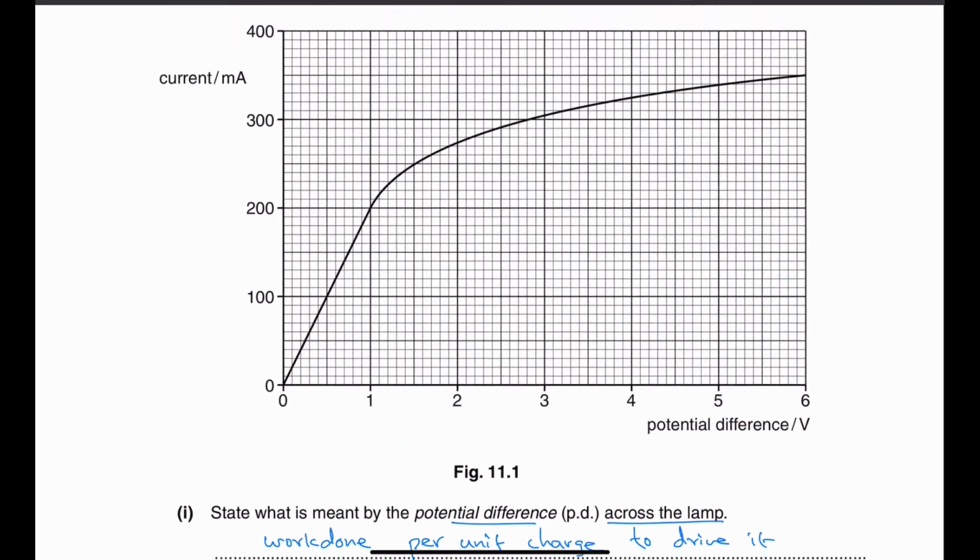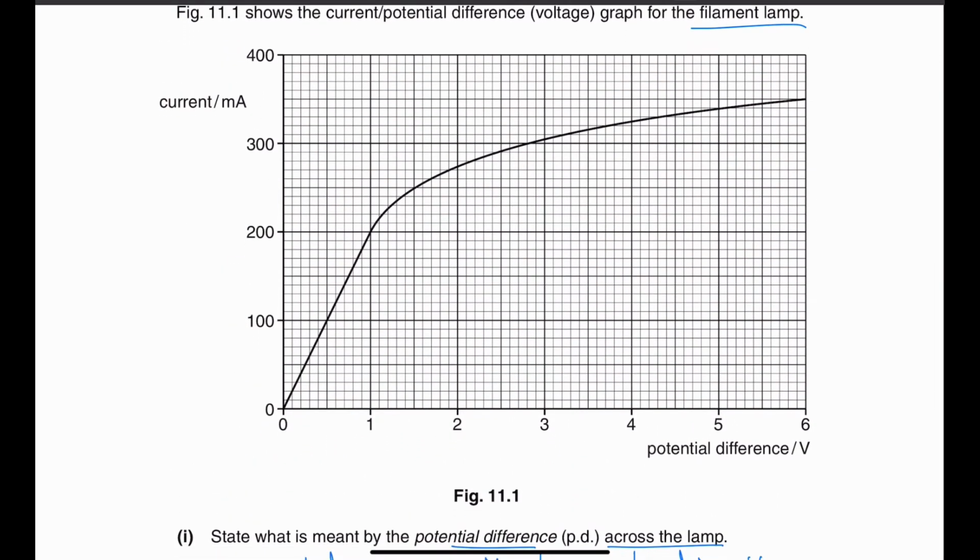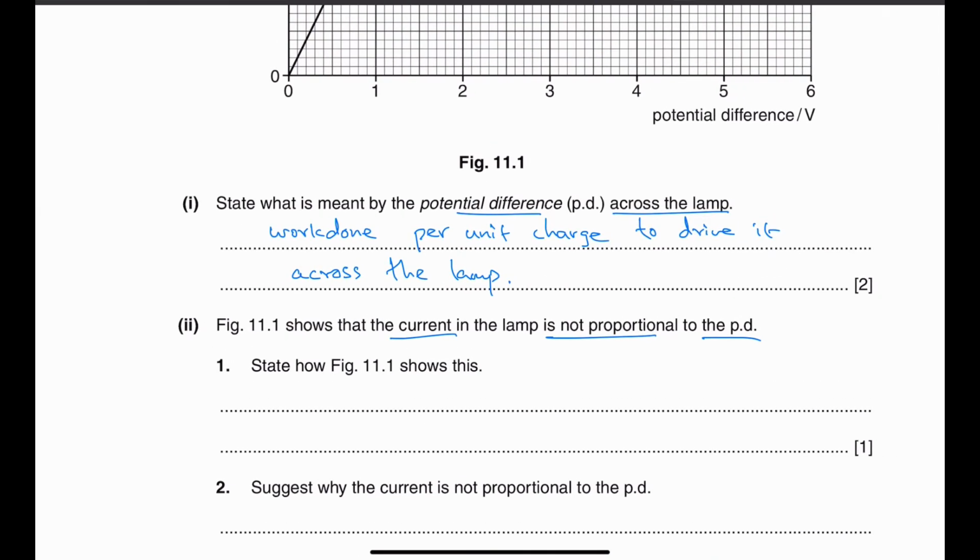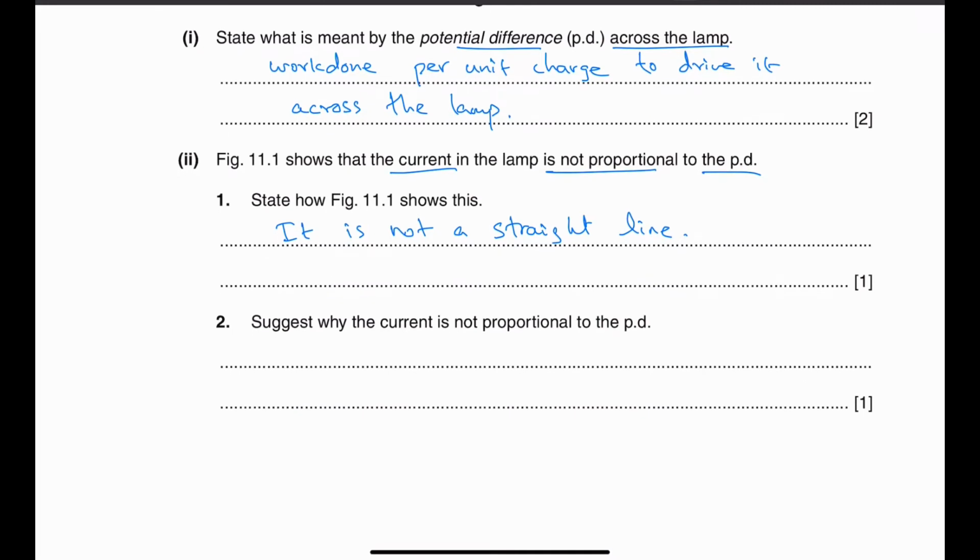Well, whenever two things are directly proportional, their graph actually looks like a straight line that passes through 0, 0. This graph, however, is not a straight line. So basically we can mention that the graph is not a straight line. That's why it shows that the current and the voltage are not directly proportional. It is not a straight line. Alright, let's move. Suggest why the current is not proportional to PD.